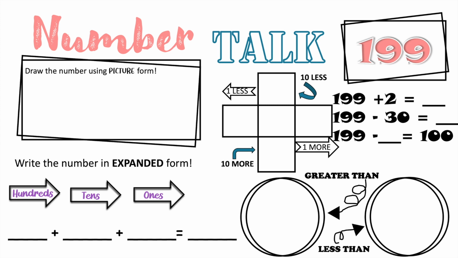Then go ahead and write the number in expanded form, hundreds, tens, and ones. Remember, you are telling me the value of the number, not the number of groups. Then give me a number that is greater than 199 and a number that is less than 199. You may pause the video, do your work, and then press play when you're ready.